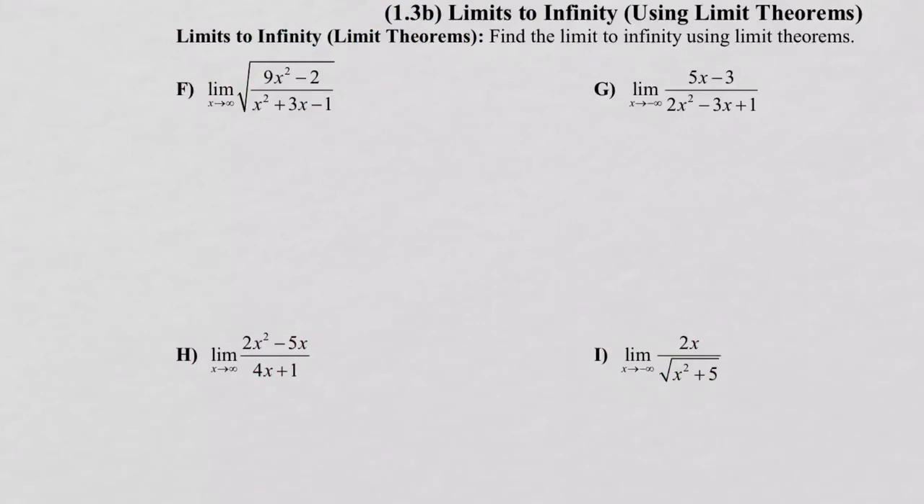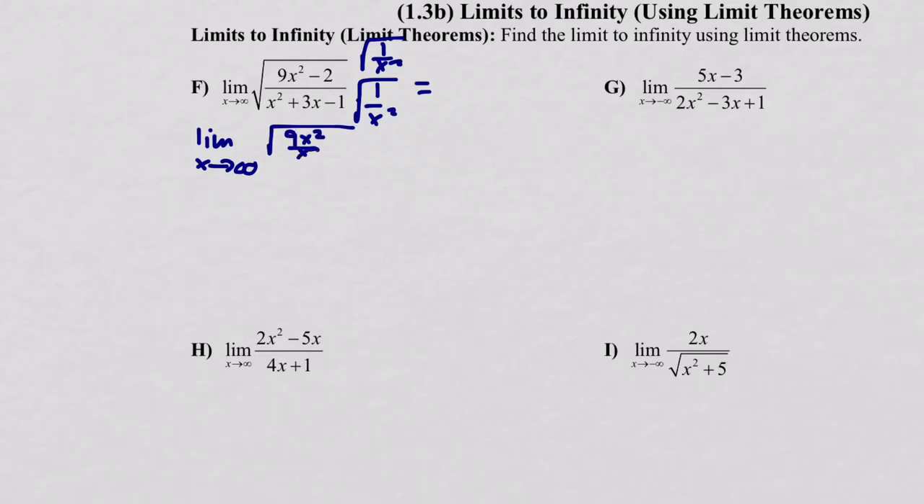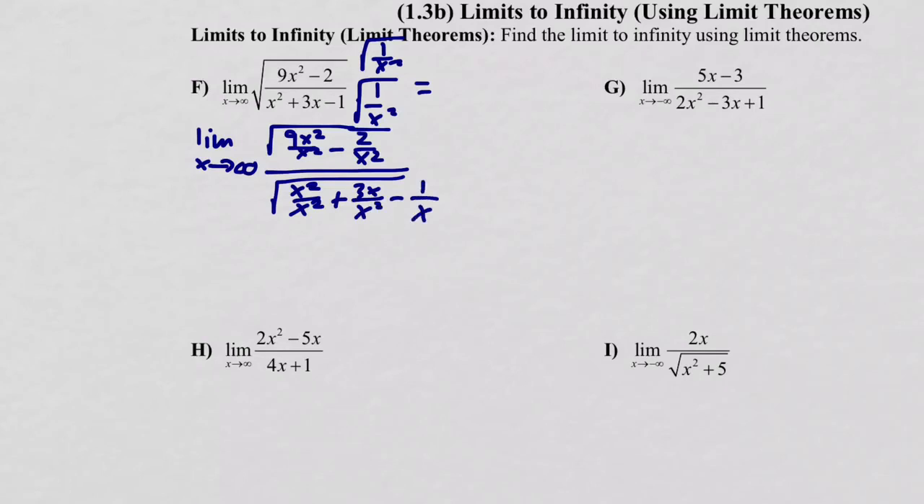Now, using that concept, we're going to do the same thing here. So we're going to go ahead and multiply the numerator and the denominator by 1 over x squared as a radical, and we'll do that in the numerator as well. So the square root of 1 over x squared. So this will be the limit as x approaches infinity of the square root of 9x squared over x squared, subtract 2 over x squared, divided by the square root of x squared over x squared plus 3x over x squared, subtract 1 over x squared.